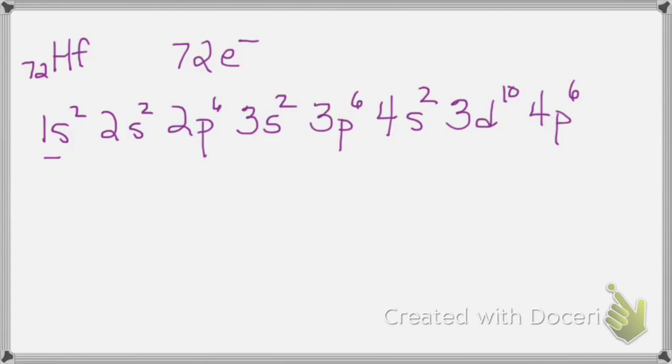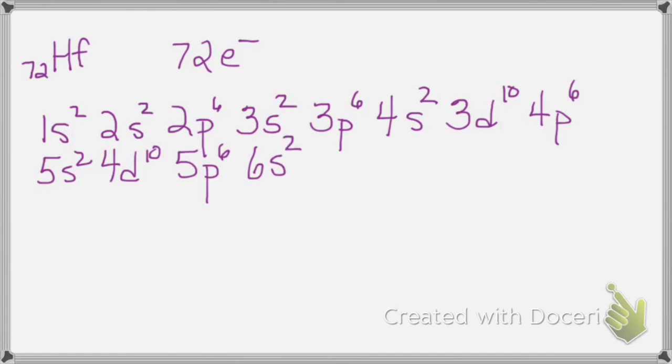Now I'm dropping to 5s2. The n-1, so 4d10, 5p6. We drop to our next row. We are at 6s2, and now we need to really watch. We're going at 56. We're dropping to the lanthanide, the F part of the series, so that would be n-2 for 4f. We need all of them. 4f14. We're back up to the 5d part of the table, and we count 1, 2. We need 2 more electrons, and we are done.